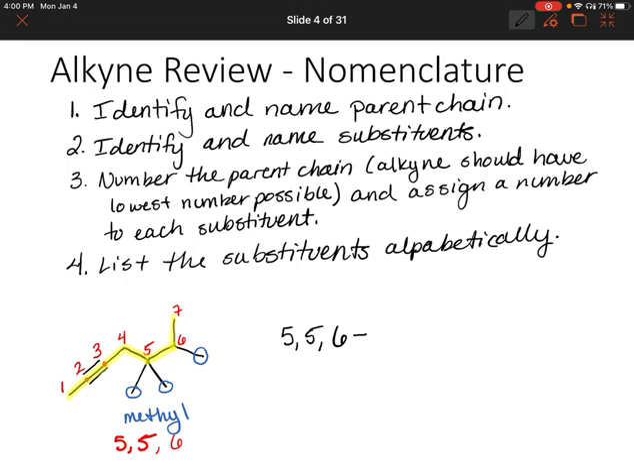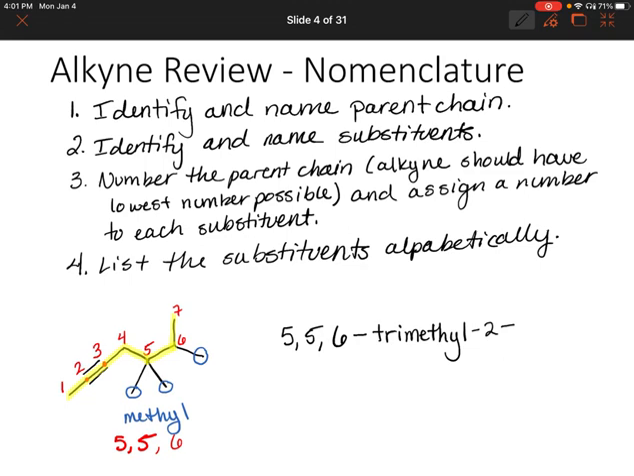And then we'll put a dash, and we're going to put a prefix in front of methyl to indicate that we have 3 of them. So that is trimethyl. Okay, and now we need to also list where the triple bond is. Okay, so the triple bond starts at position 2. So I'm going to put -2 dash, and then we have to name our parent chain.